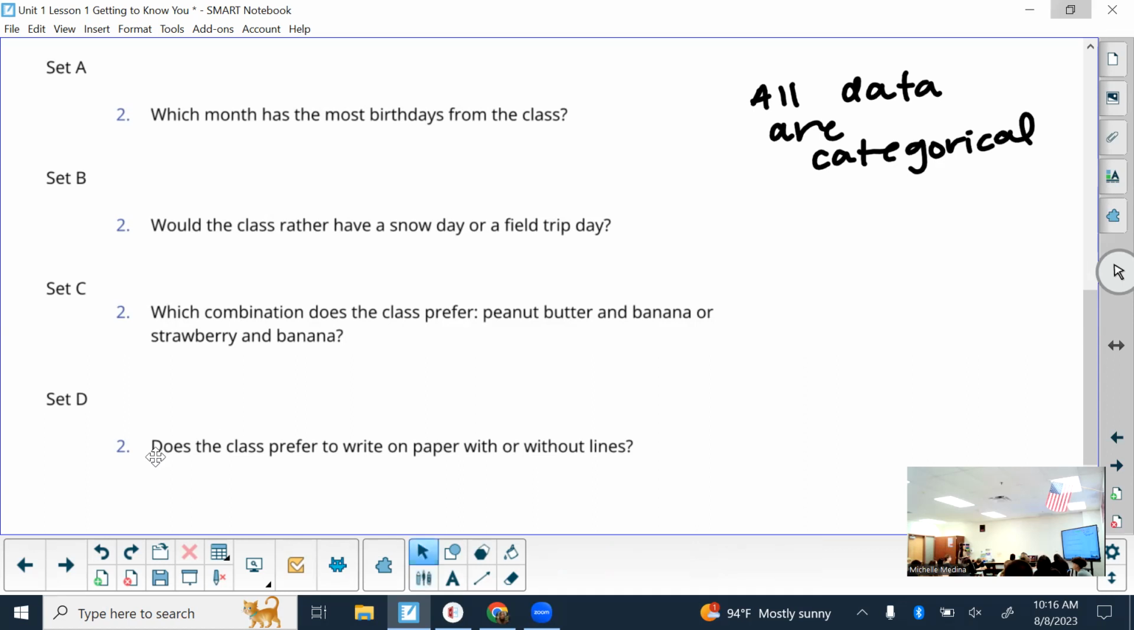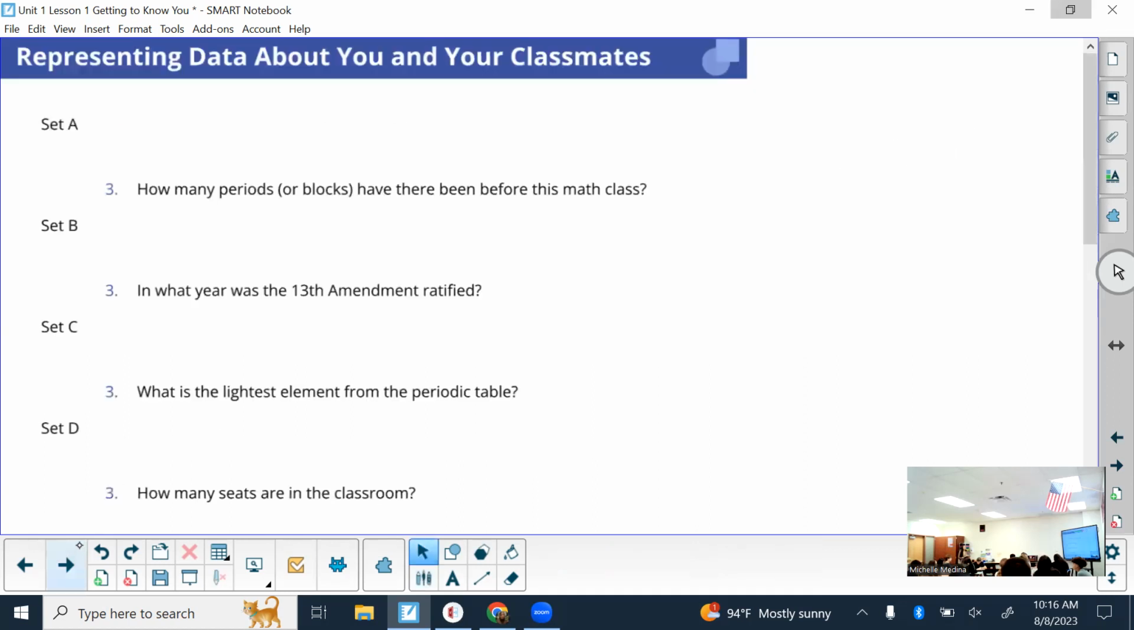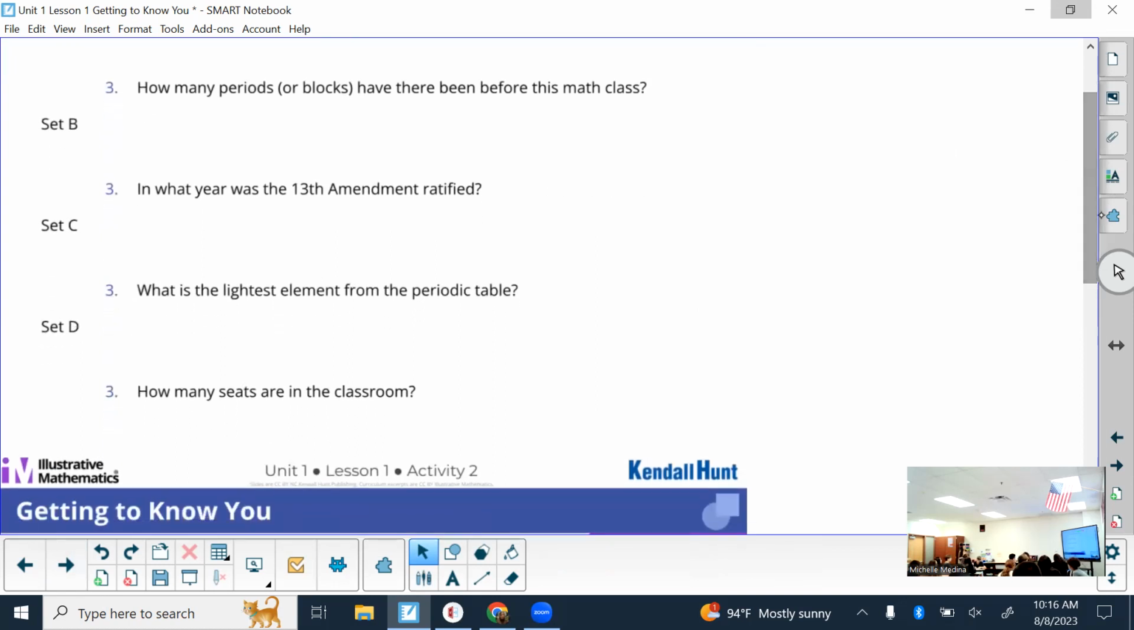All right, now look at everyone's number 3 on the screen. We have how many periods or blocks have there been before this math class? In what year was the 13th Amendment ratified? What's the lightest element in the periodic table? And how many seats are in the classroom? What do all of these question 3s have in common, now that you know what everyone's question 3 was?